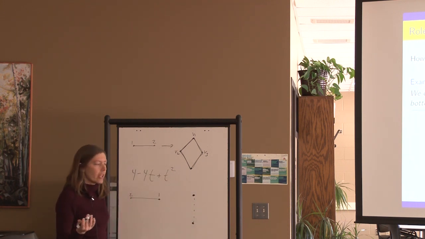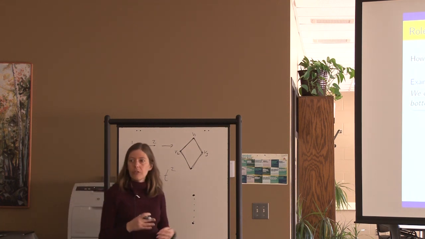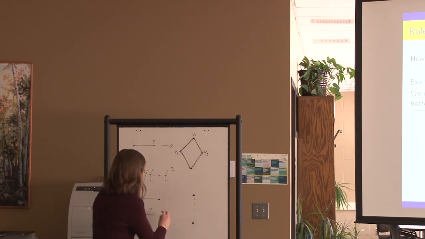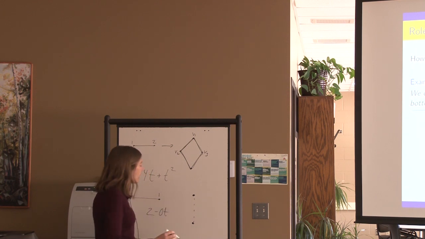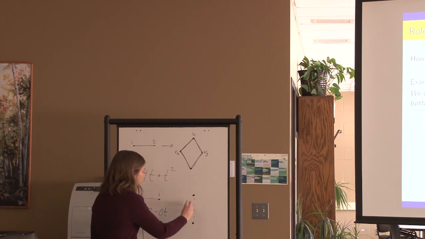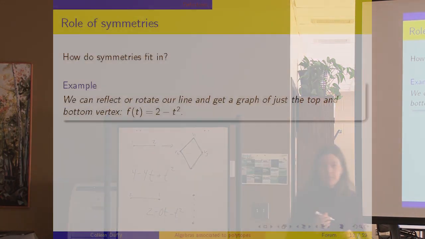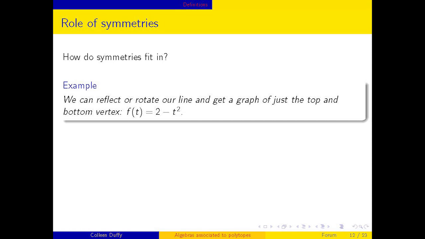So how many paths of length 0? 2. How many paths of length 1? There are none this time. And then how many paths of length 2? There's 1. And I only used one line to get there, so it's going to get a negative sign this time. And so now we have that generating function for that symmetry.